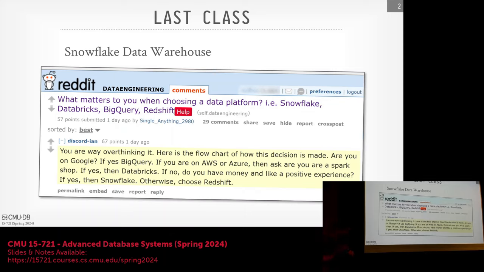Is there no tuning in Snowflake? Is that why? His question is whether there's no tuning in Snowflake. Yeah, they don't expose really any knobs. You can't even do query plan hints. I think there's one knob where you can jack up the compute size. You can turn off auto scaling. I think there's three things.